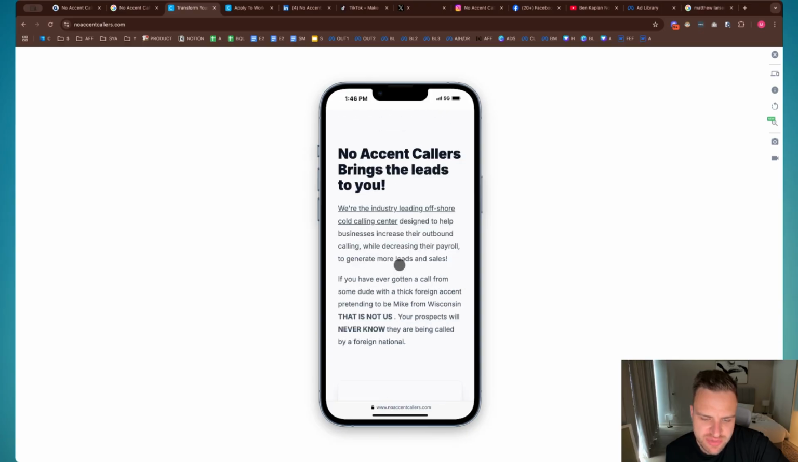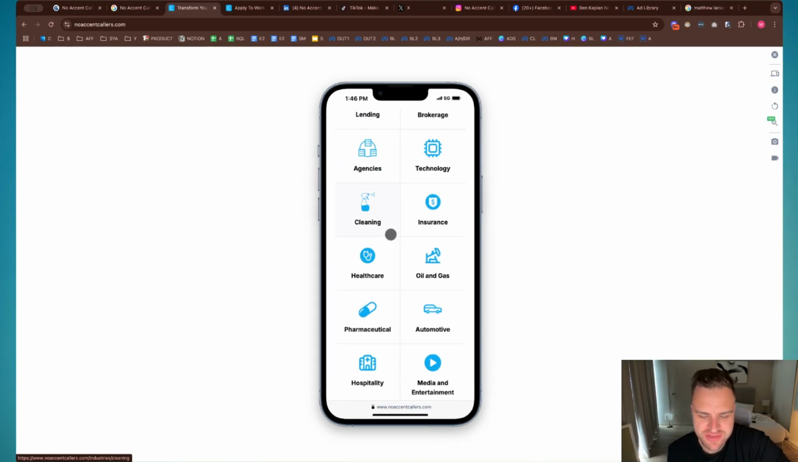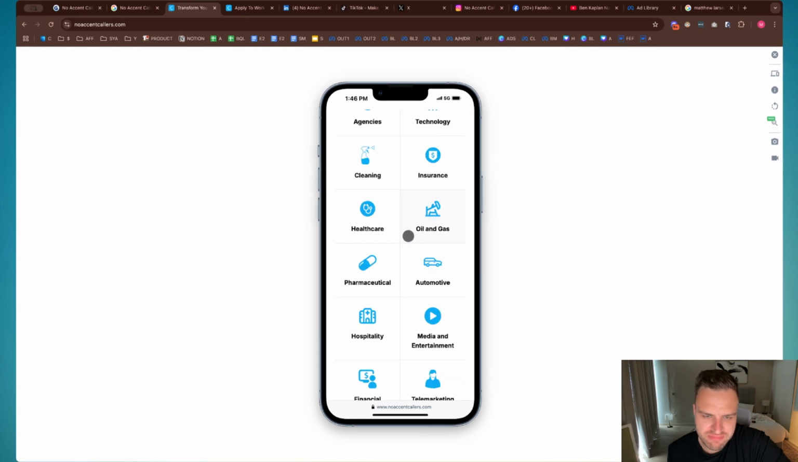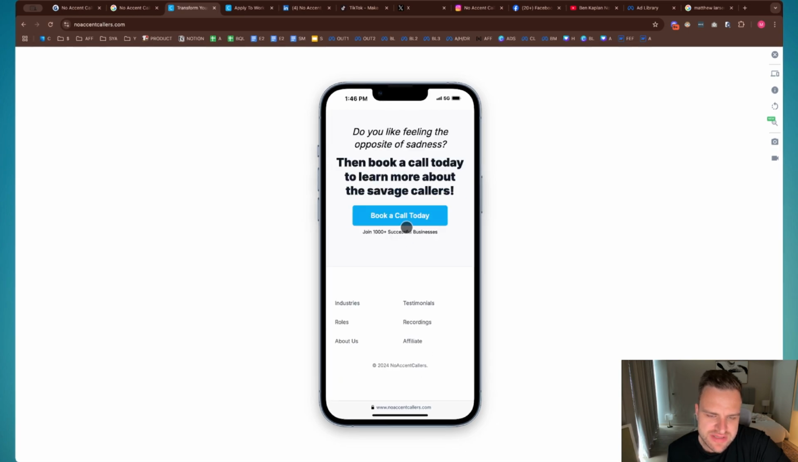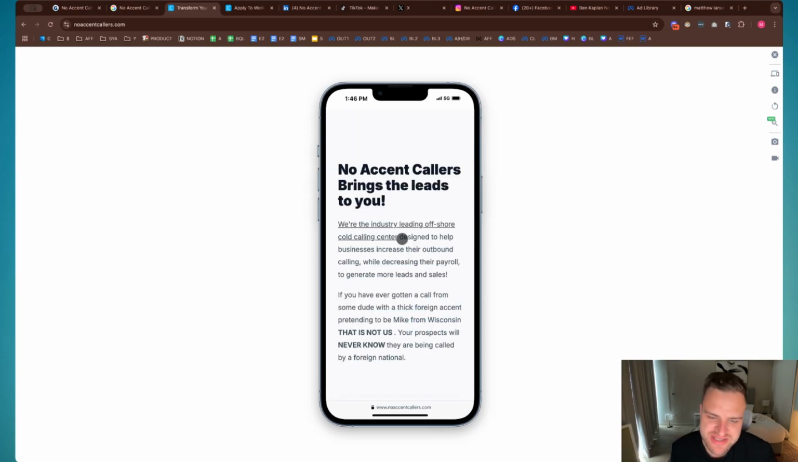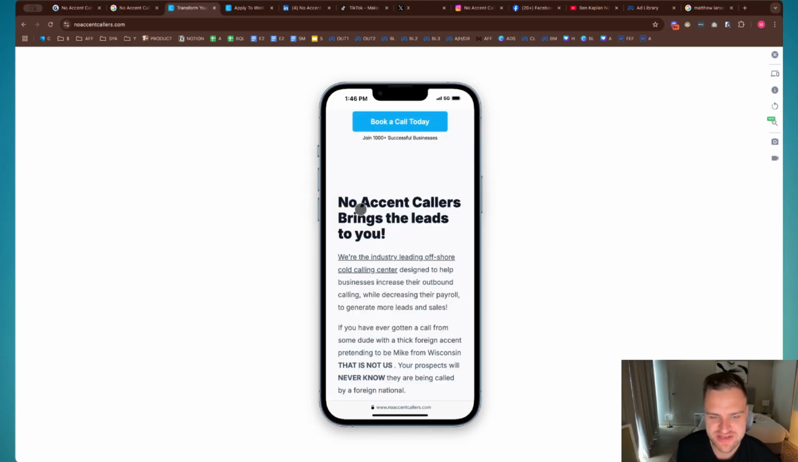No Accent Colors brings the leads to you. Industries, it's kind of needed, but below the fold. I would say that we don't know the deliverables, even though they're implied. I would like to see a section that specifically says what they're going to do.